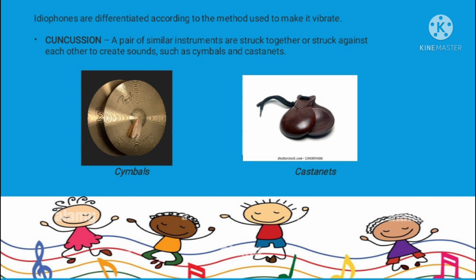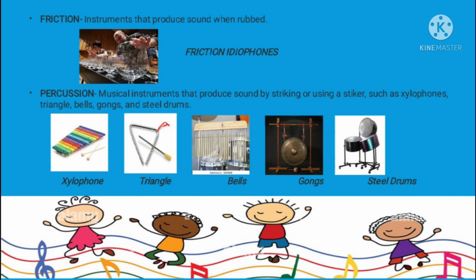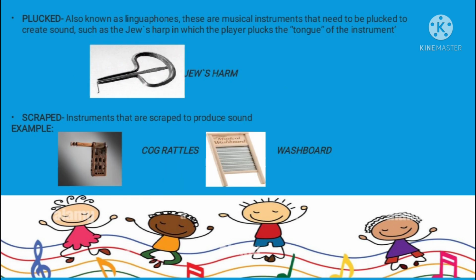Number 1. Concussion. A pair of similar instruments are struck together or struck against each other to create sounds, such as cymbals and castanets. Number 2. Friction. Instruments that produce sound when rubbed. Number 3. Percussion. Musical instruments that produce sound by striking or using a striker, such as xylophones, triangle, bells, gongs, and steel drum.